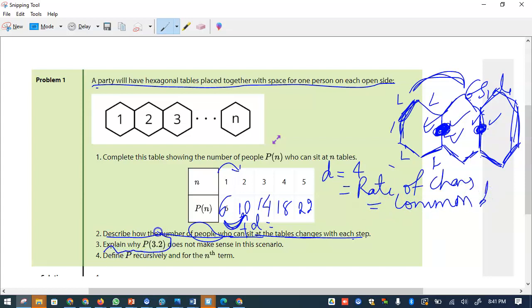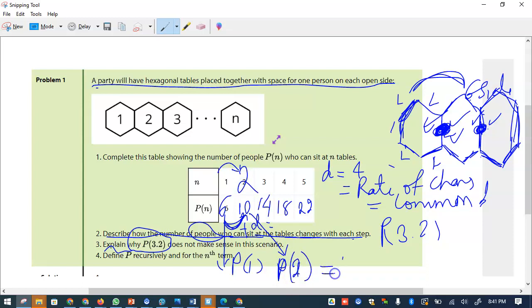Next is explain, what does P of 32 mean? So far what we got here is the first one, P of 1. That means if there was one table, the number of people sitting down, so P stands for number of people. If there are two tables, it is 10, and if it is one table it is 6. So this will be P of 3, which will be 14. Then this will be P of 4, and that's 18. I want you to really understand this.